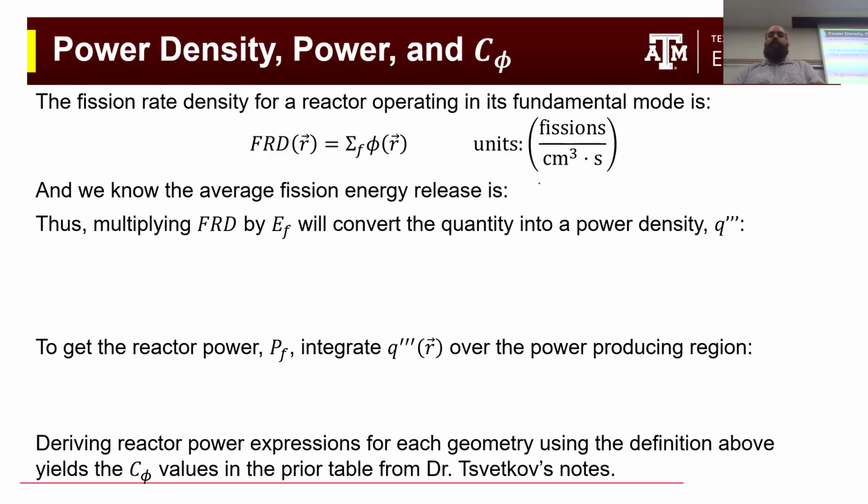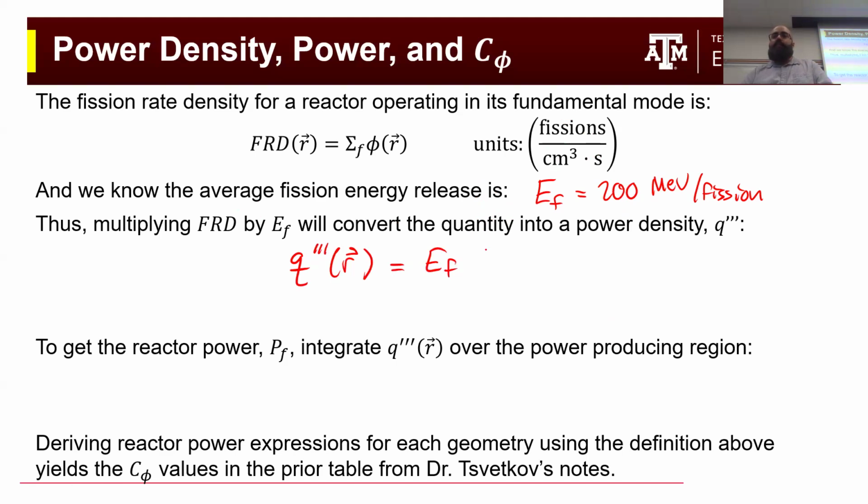Do y'all remember about how much energy comes out of each fission reaction? 200 MeV. 200 MeV per fission is the average energy released by fission. And so if the fission rate density has units of fissions per unit volume and per unit time, and I multiply by this average energy release, that gives me the definition of the power density. So I'll use Q triple prime for the power density, and it's just EF times sigma F times the flux.